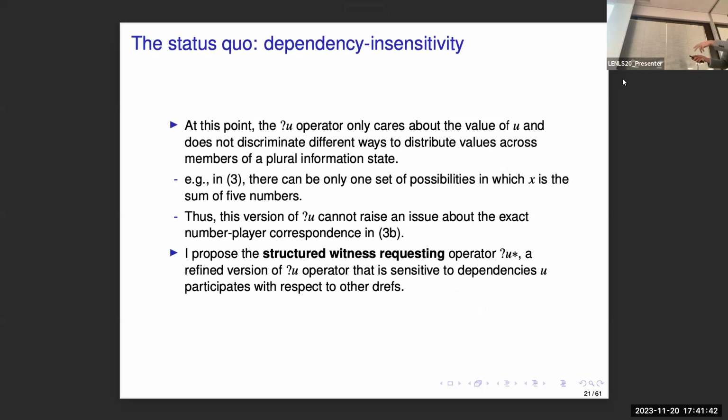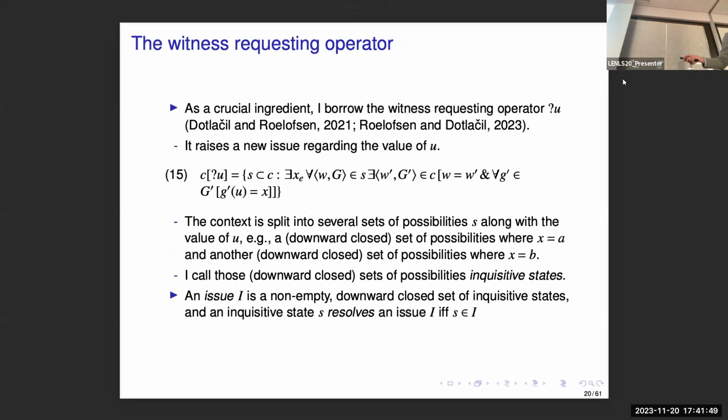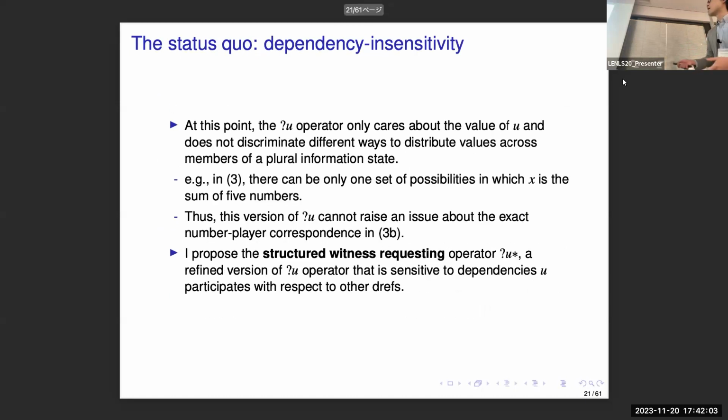And this operator cannot derive what I want because it is just sensitive to the value of U, it's not sensitive to dependencies. So if you just apply this to which professors do the students like, you can't get a pairs answer. So what I will do is make it sensitive to dependencies, and I call it the structured witnessing operator. And I'll say that it can solve Johnson's problem without running into Krifka's problem.